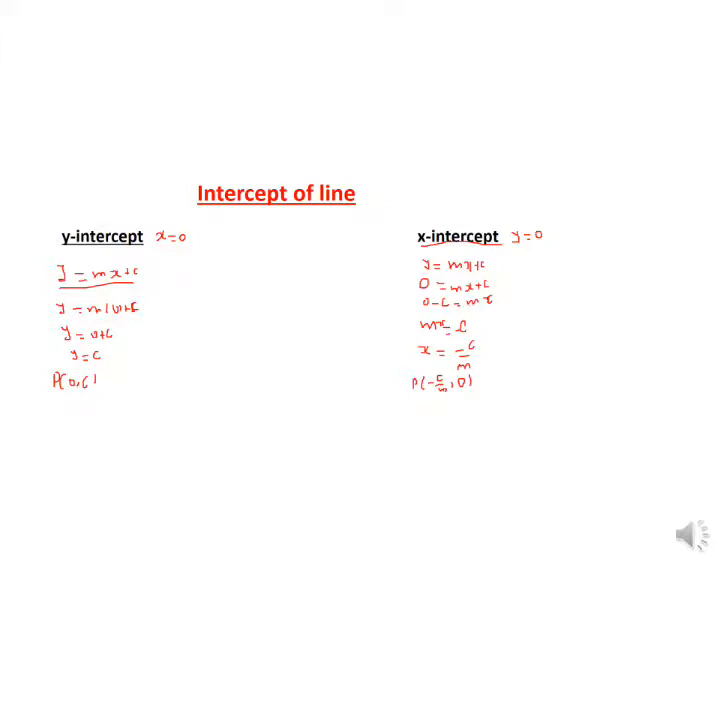So now when you say intercepts, let us take an example. y is equal to 2x plus 4. This is the equation of the line. So now we have to find the y-intercept and the x-intercept. Let us start with the y-intercept.